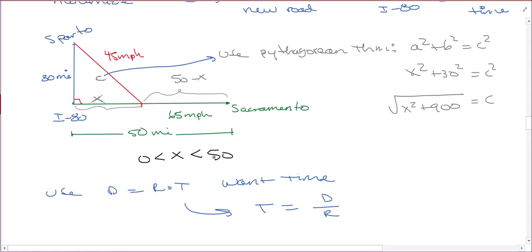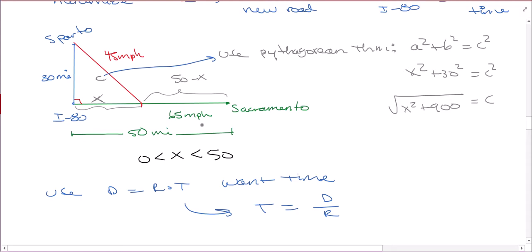If you got x to be more than 50, that means that there was an algebra mistake in your work. So x has to be between 0 and 50, right? If x is 0, that means the fastest way is to just go directly from Sparta perpendicular to I-80 and then go the 50 miles to Sacramento.